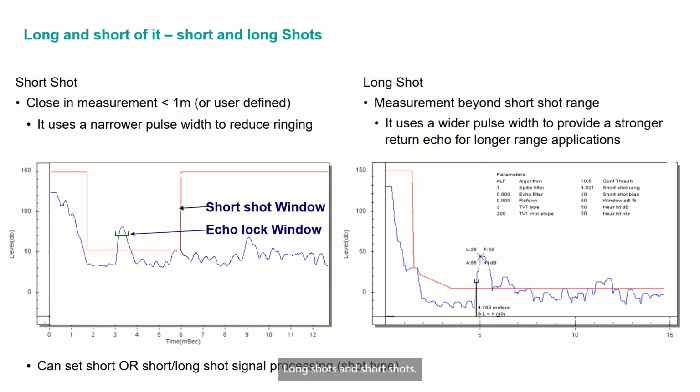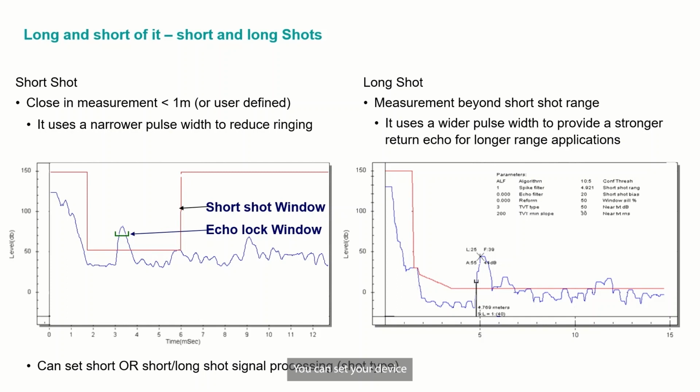Okay, long shots and short shots. Short shots are close-in measurements, generally less than 1 to 2 meters. It can be user-defined, but in that area, and it uses a narrow pulse width to reduce ringing. Long shots are beyond the short shot range, and that's where we apply all of our different TVT types. The short shot is that squared off brick wall style TVT always. Long shots is where we have the different TVT options that we're going to talk about, and it uses a wider pulse width to provide a stronger return echo in the longer range on the long shots.